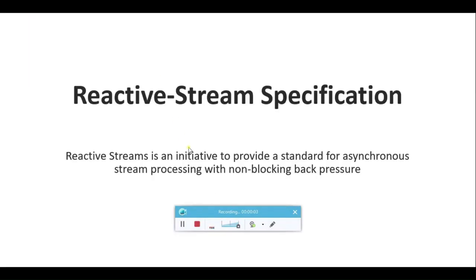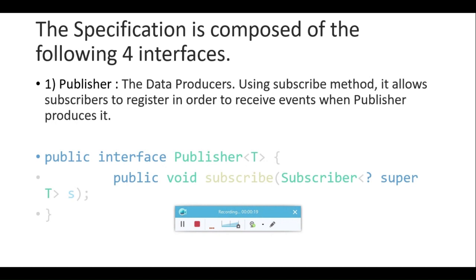To understand the reactive functionality, you have to understand the reactive stream specification. Reactive stream is an initiative to provide a standard for asynchronous stream processing with non-blocking backpressure. The specification is composed of four interfaces. The first interface is Publisher, which produces the data and uses the subscribe method, which allows subscribers to register in order to receive events when the publisher produces them.